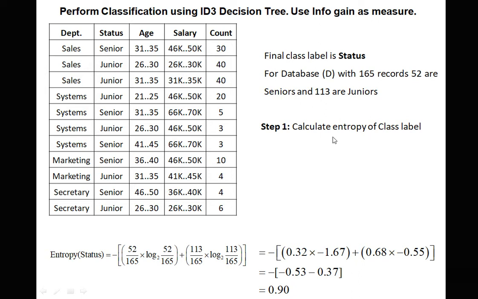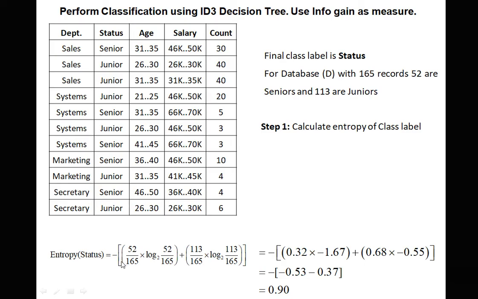Now the first step is to calculate the entropy of the entire class. Our final class label is status, which has only two categories, senior or junior. So we count the total number of records. The total number of records is 165, in which 52 belong to the senior category and 113 belong to the junior category. Now the entropy of status is 52 over 165 for one class, and the second class is junior, that is 113.